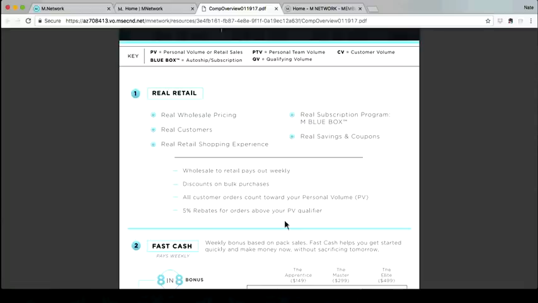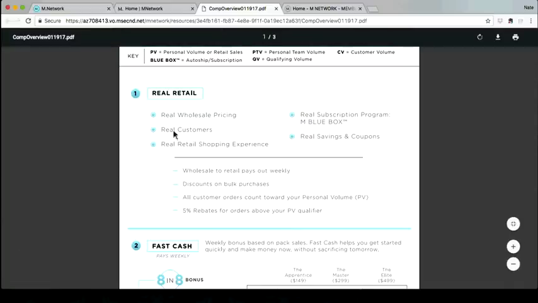So if you have, let's say, 3 retail customers that are ordering from you, and then you have your blue box, your auto delivery, your blue box subscription that goes through every month for 60 in volume, that means if you add all that up, that's 240 in volume. Your 60 plus the 180 from your 3 customers buying a box each. Your 60 qualifies you, and then on the other 180, you get a 5% rebate. It's as if they bought underneath you, and it pays out to you. Kind of a cool thing.